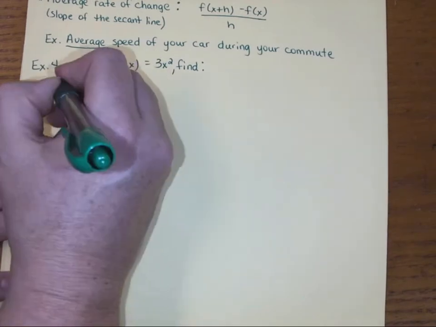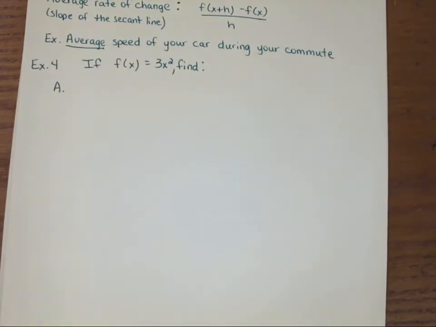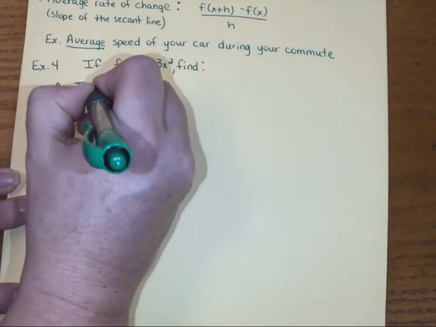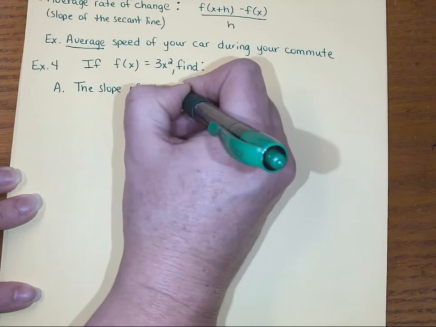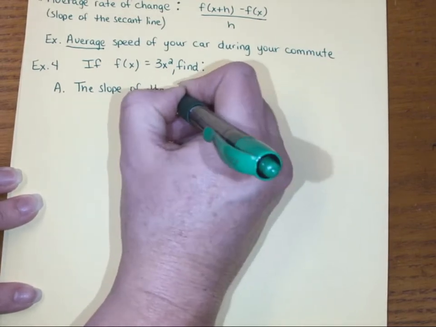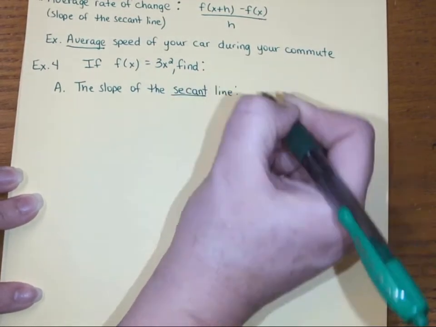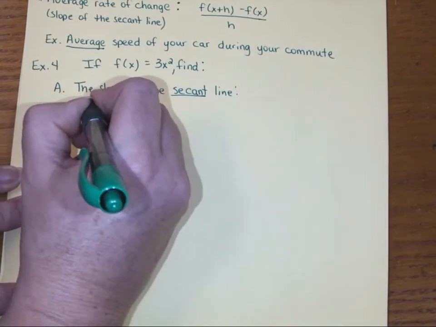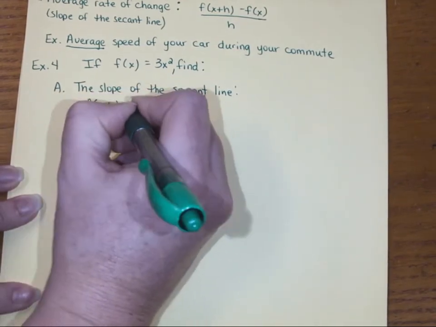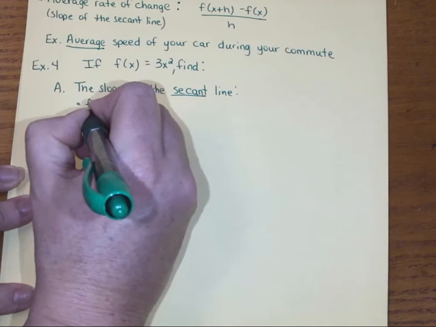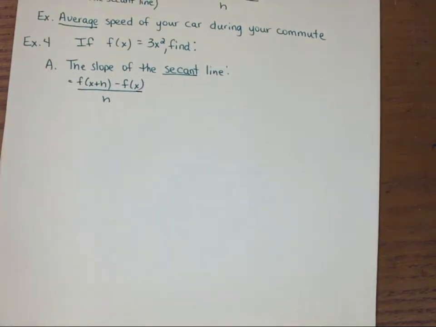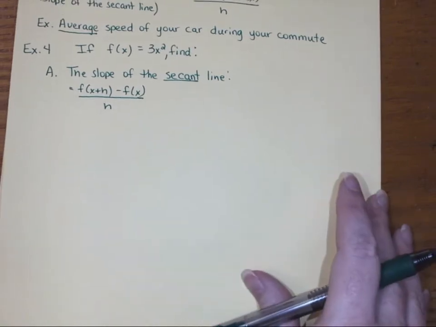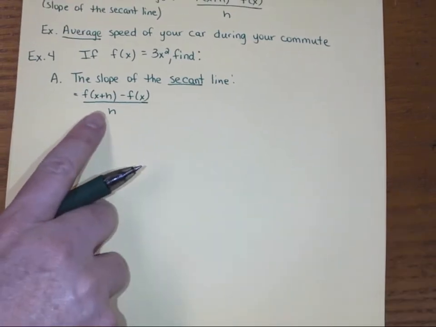Okay, so the first thing that I want us to do for this one, so let's say f of x was 3x squared. The first thing I want you to do is to find the slope of the secant line. Notice that's different than what I've been asking you for in the last few examples. So the formula for the slope of the secant is f of x plus h minus f of x all over h. But if you think about it, this is actually going to be easier than the instantaneous rate of change or the derivative has been, because it just is missing step 4.